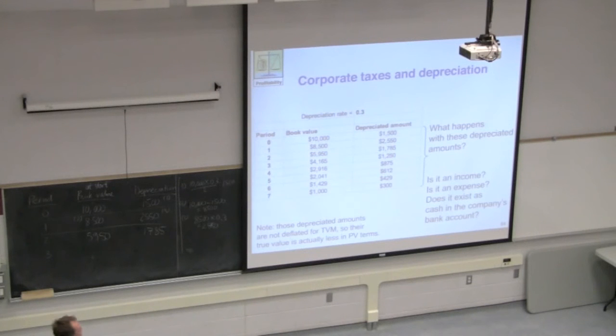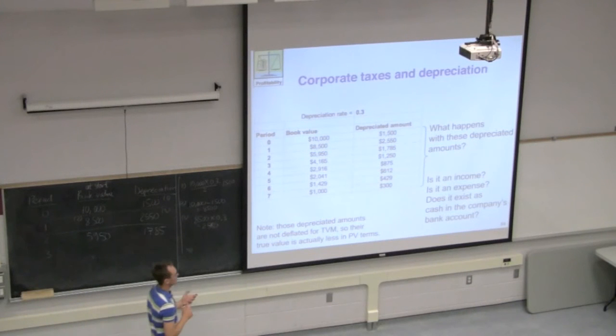So now the question is, these depreciated amounts, we've written off 1,500 of the value of our equipment the first year, 2,550 the next, and so forth. Where is this? Is this actual dollars that floats around somewhere? Do you see that 1,500 or 2,550? It's not an income. You'd think it might be an income because you're reducing the value of your equipment. Some people see it as an expense, mistakenly, because they think they're having to pay for this depreciation somehow.